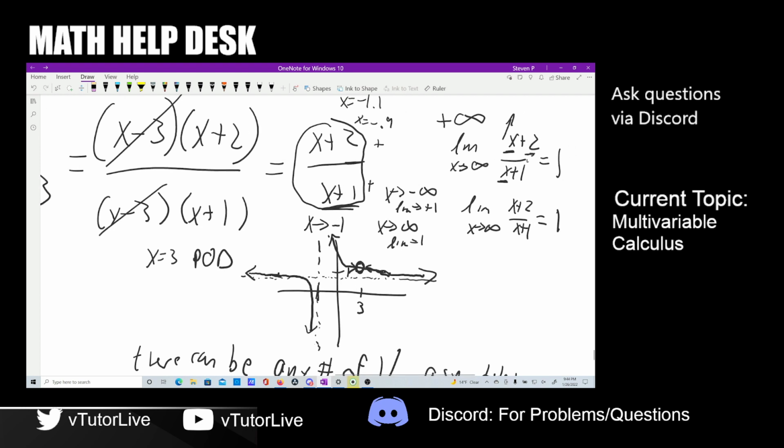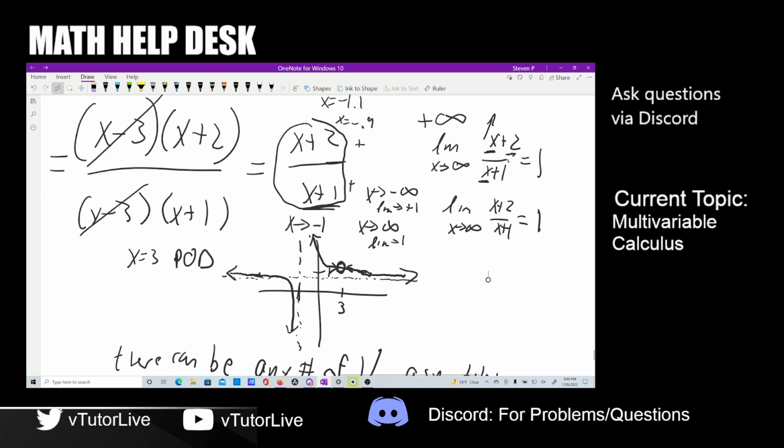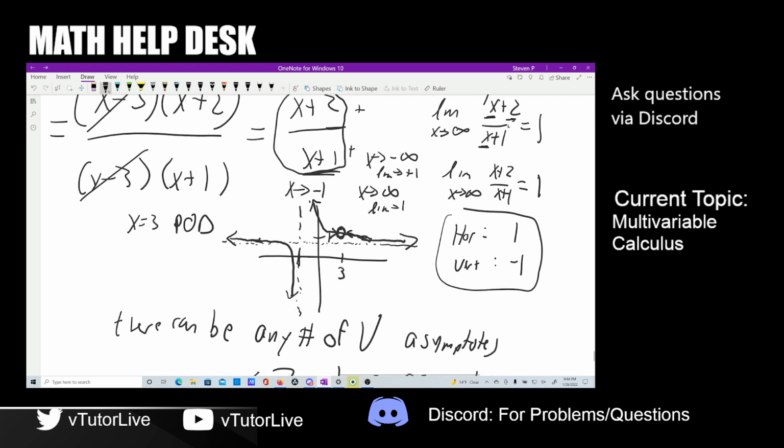Gotcha. Yeah, sorry. As I mark this thing up, my handwriting starts to get a little bit messier. But I think for the bottom line for this question, the horizontal asymptote is going to be 1, and the vertical asymptote is going to be at -1. And I think that constitutes a complete answer to the problem. Okay.